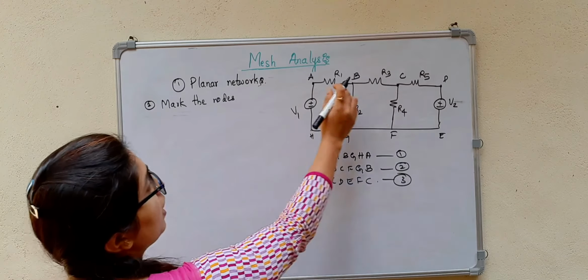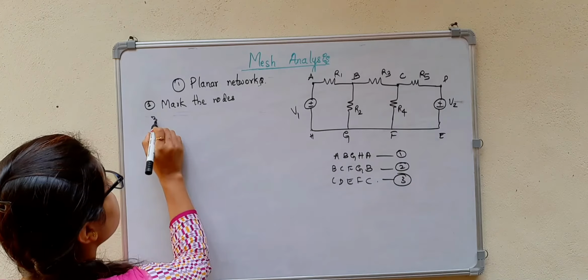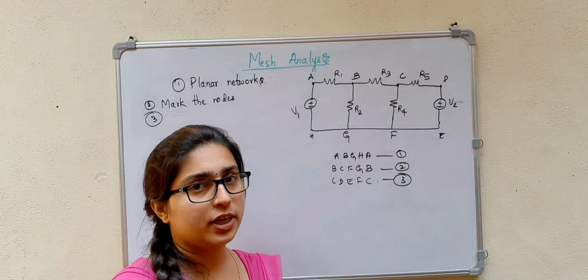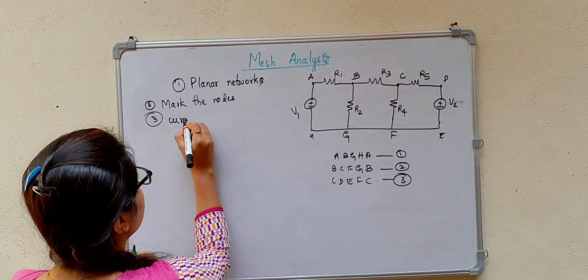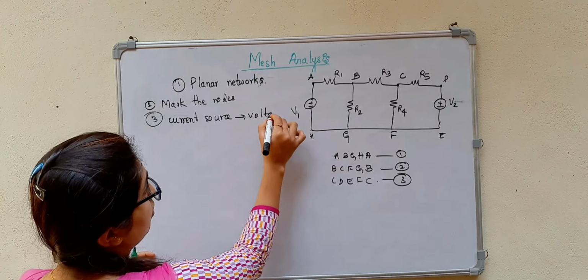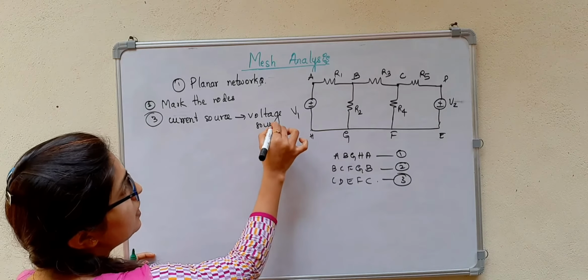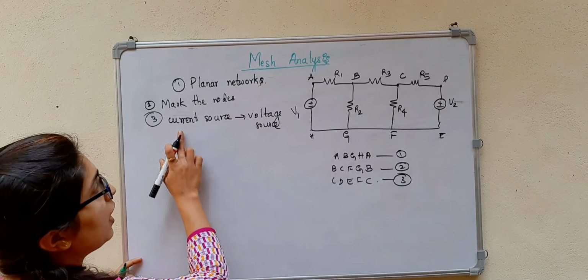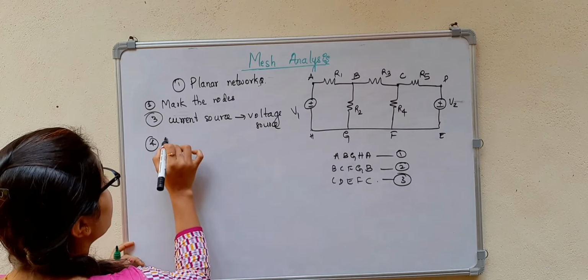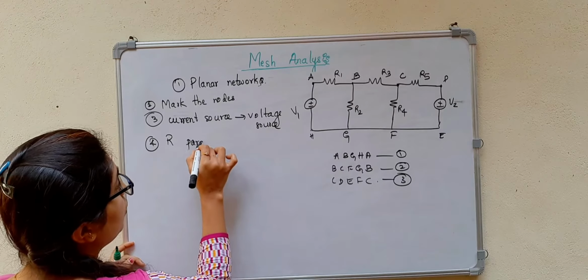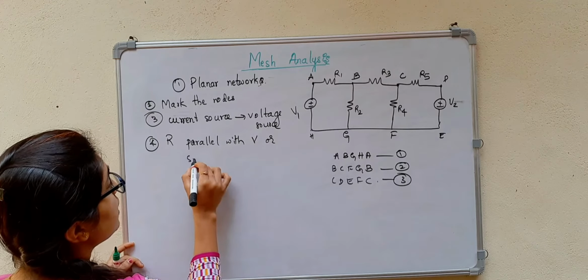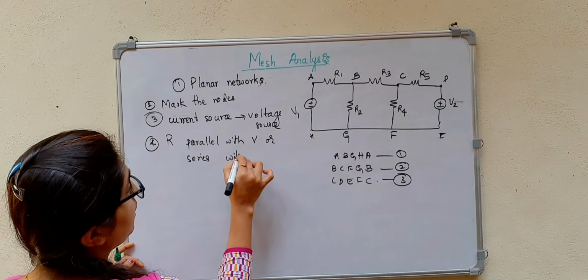Now I have marked the nodes. Next, if you have any current source, then transform it to a voltage source, so that we can apply the mesh analysis method. Next, if there is any resistor in parallel with the voltage source or in series with the current source, it should be neglected.